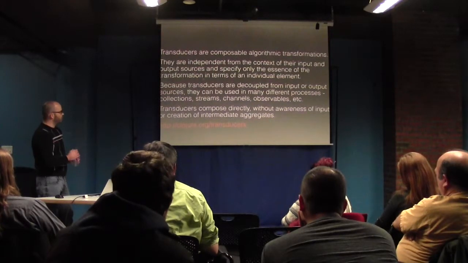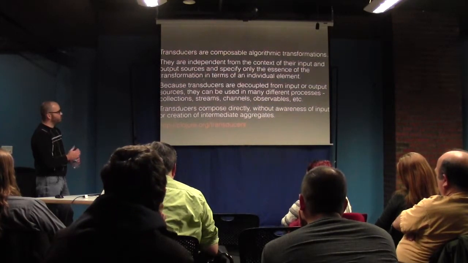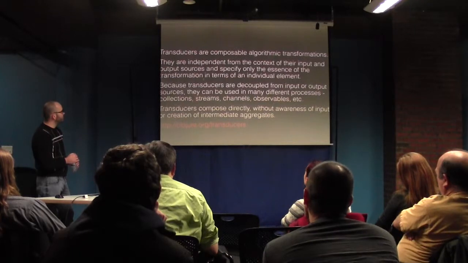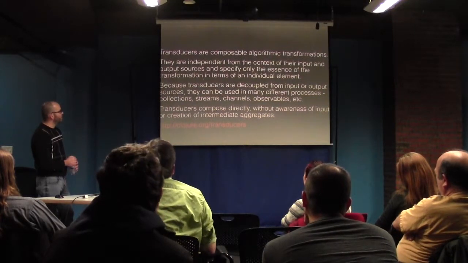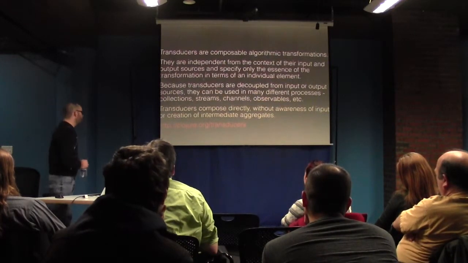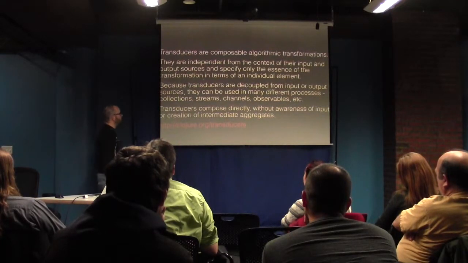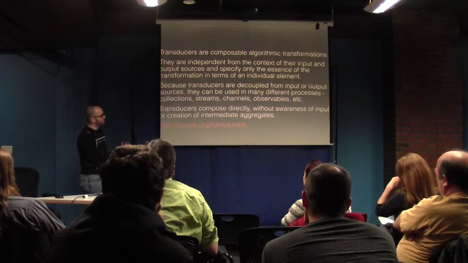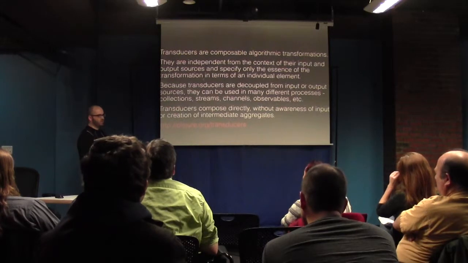And if you go to the Clojure website, you'll actually get this explanation. There are composable algorithmic transformations. We'll talk about all of this actually. Some of the key points in here, though, I'm not going to read it all to you. The independent context of the input and output sources. What that means is you can use these with a lot of different things.